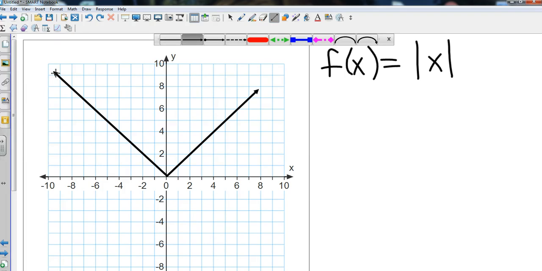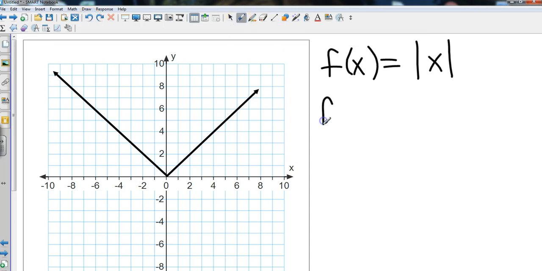Now, what if we took... I'm just going to do that every time, I guess. I'm not going to remember. Happy day.